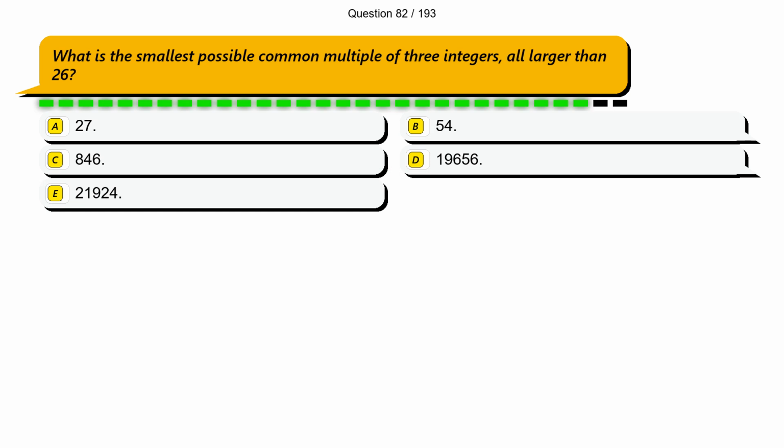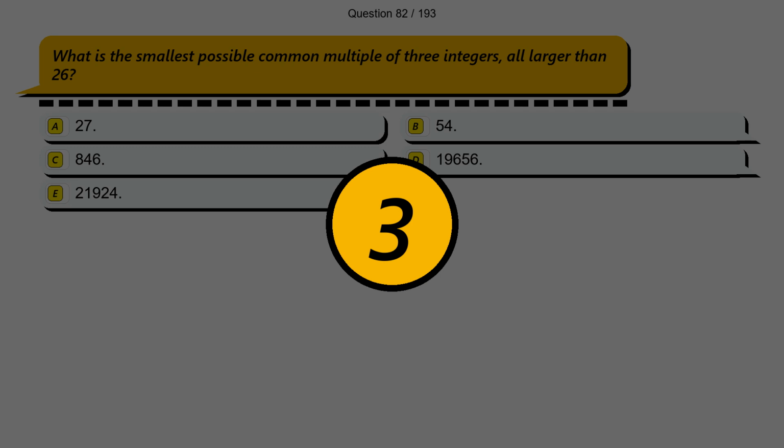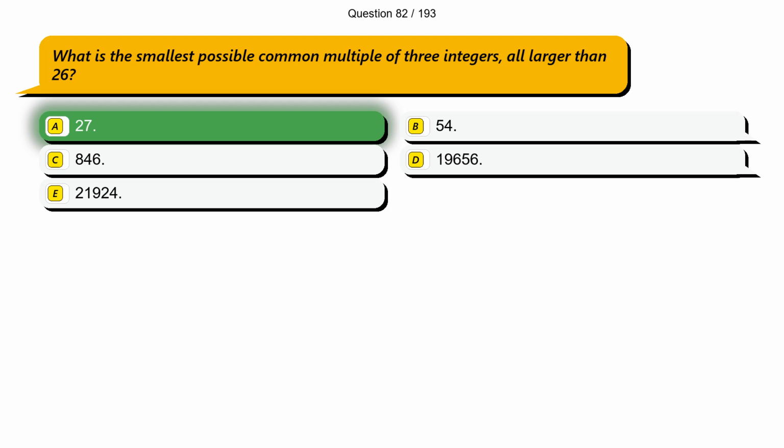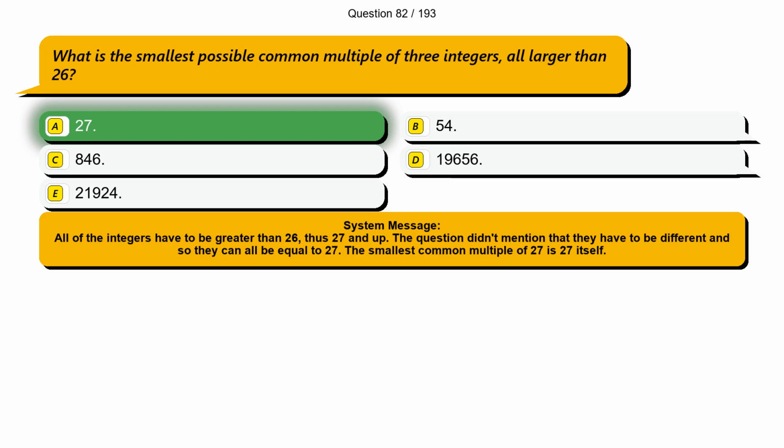Question 82. What is the smallest possible common multiple of three integers, all larger than 26? Option A 27, option B 54, option C 846, option D 19,656, option E 21,924. The correct answer is option A, 27. All of the integers have to be greater than 26, thus 27 and up. The question didn't mention that they have to be different and so they can all be equal to 27. The smallest common multiple of 27 is 27 itself.